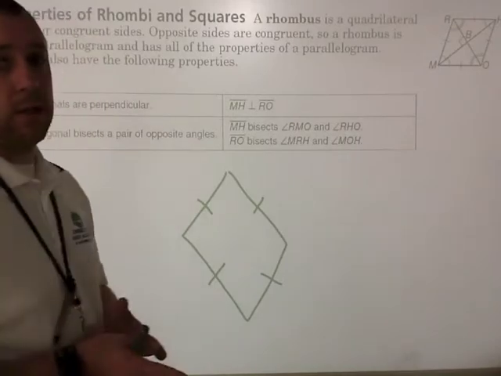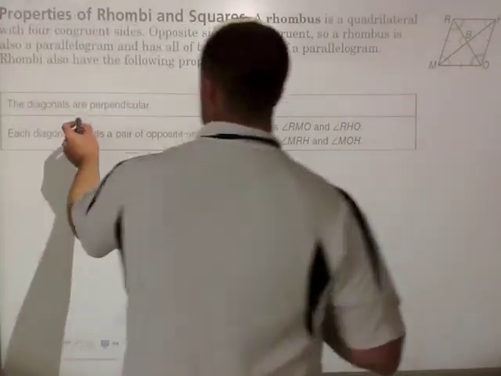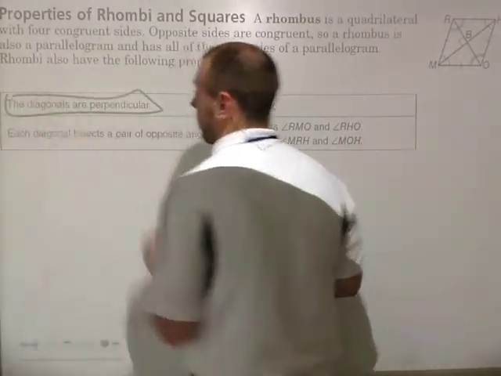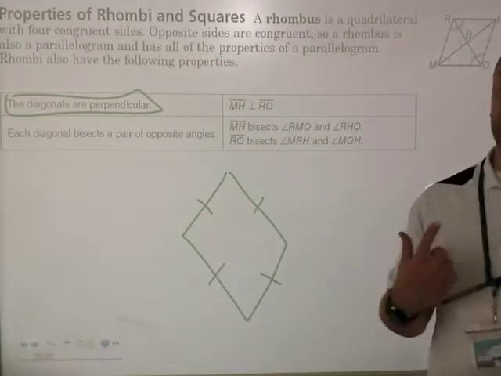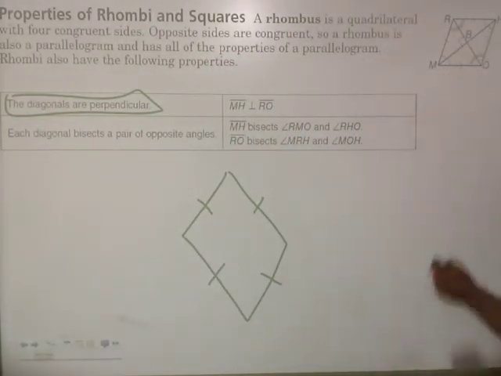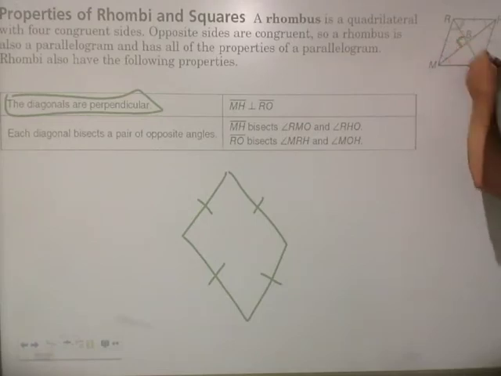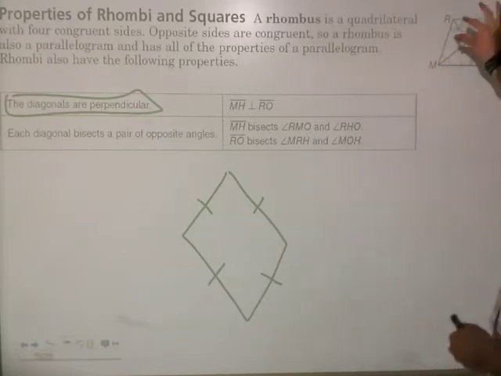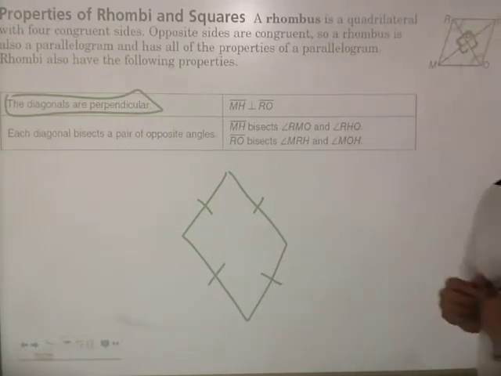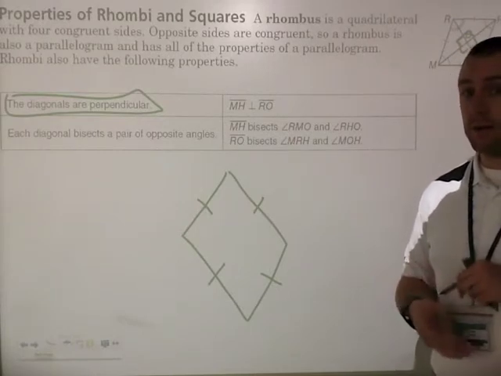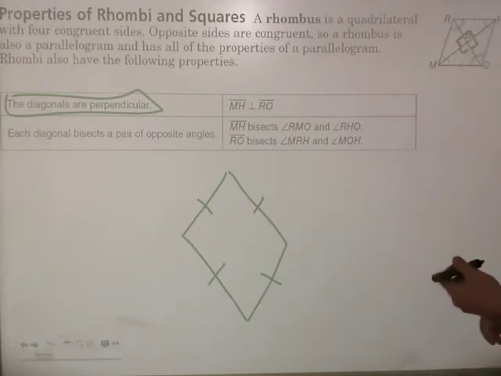And the first thing you need to know is the diagonals are perpendicular. So that's the first property. That means that where they intersect, it's a right angle. So all of these are right angles. And that also means that all of these triangles are right triangles. And that comes in handy.